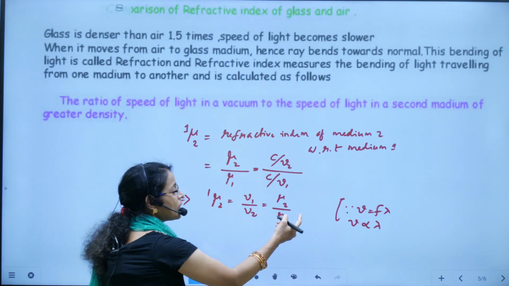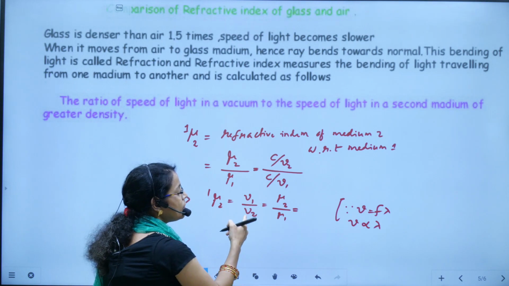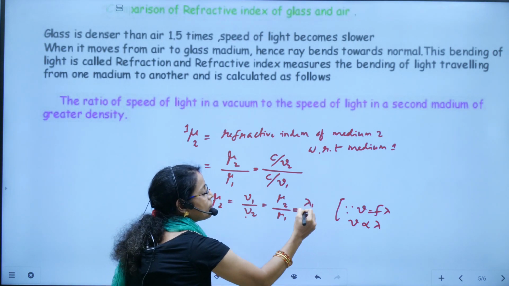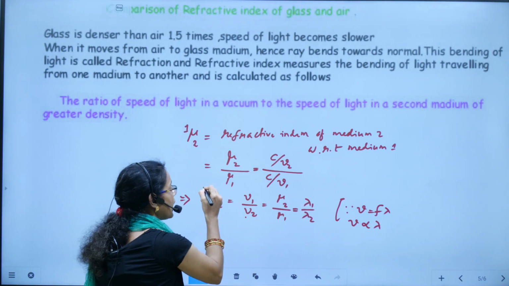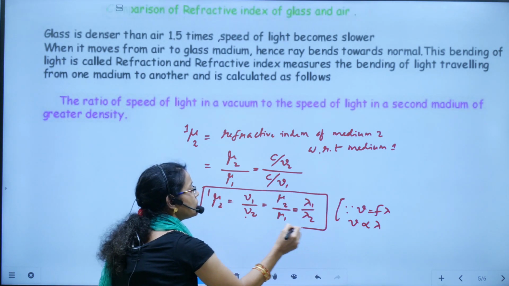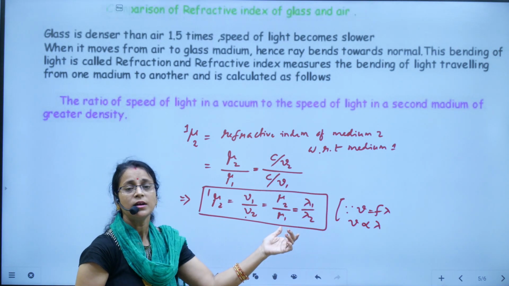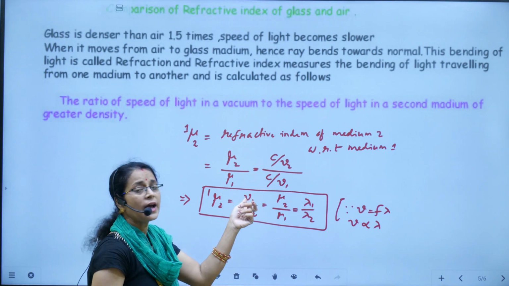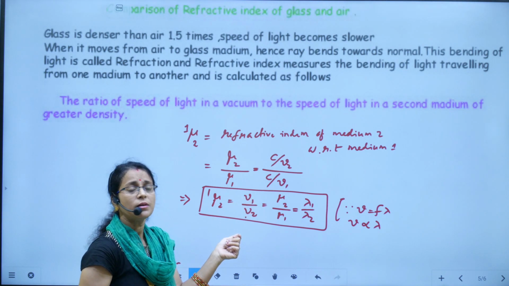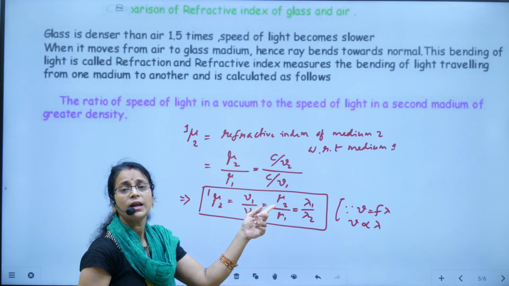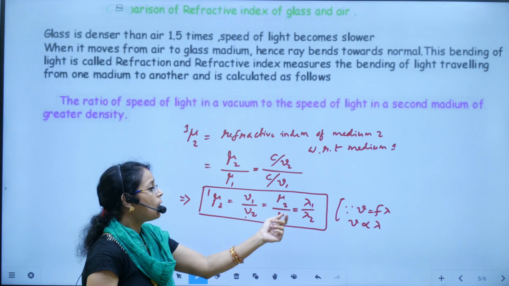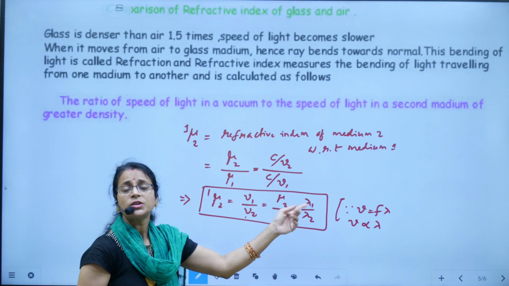So V1 by V2 will be lambda1 by lambda2. So we can define the refractive index of one medium with respect to the other in different ways: the ratio of the speed of light in the first medium to the second medium, or the ratio of the refractive index of the second medium to the first medium, or the ratio of the wavelength in the first medium to the second medium.